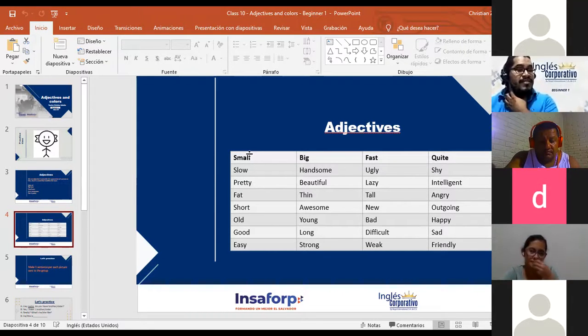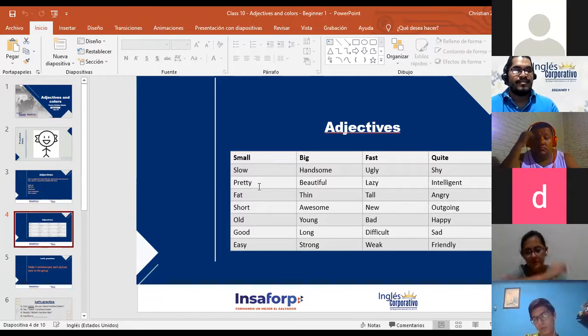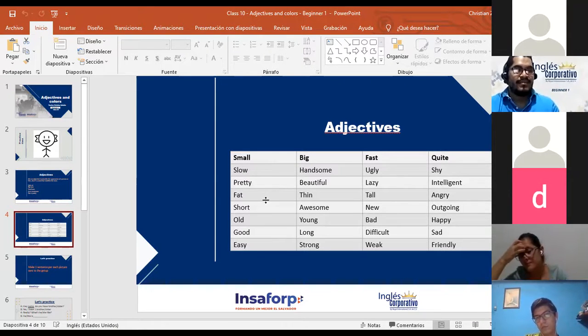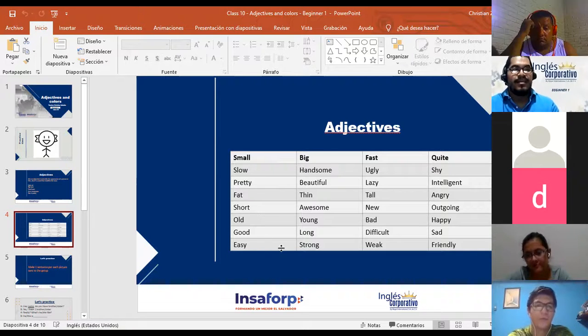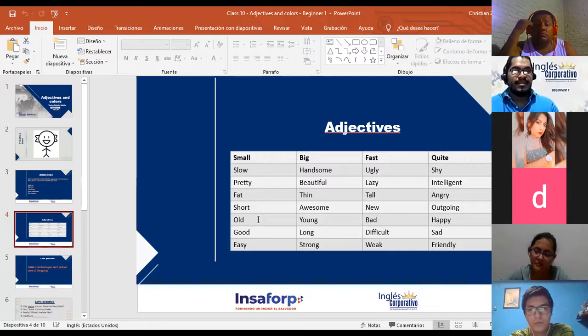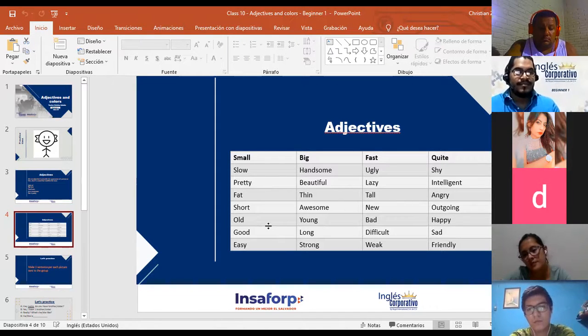Good. So what's the meaning of small? Pequeño. Exactly. Slow? Lento. Yes. Pretty. Bonito. Fat. Gordo. Short. Corto o bajo. Yes. Old. Viejo. Good. Bueno. Easy. Fácil. Big. Grande. Handsome. Guapo.